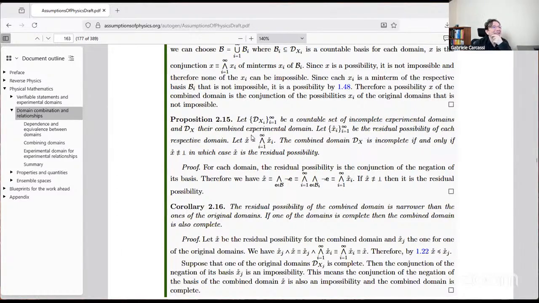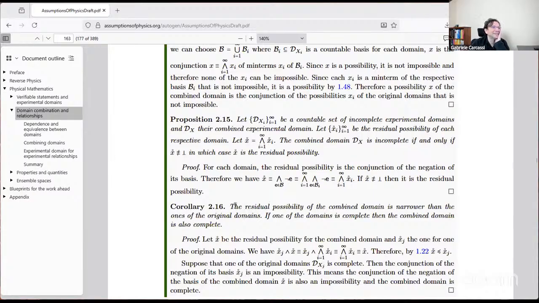And then the point is that if you're combining domains, the only way that the combined domain is incomplete, therefore there exists a residual possibility, is if all the domains are incomplete, and the residual possibility of the combined domain is the conjunction of all the residual possibilities. So you tested all the contingent open and contingent verifiable statements of all the domains. You found none of them to be true or none of them terminate successfully. Then that's the residual possibility of the whole thing.